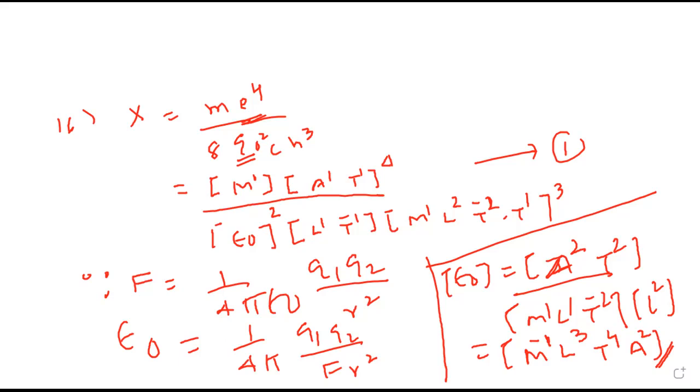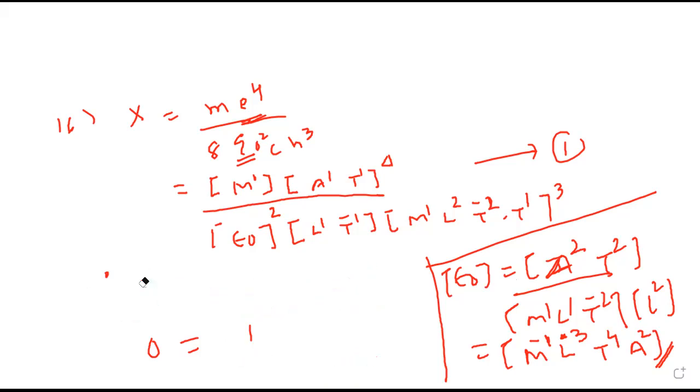Sir, in the last part, wouldn't it be L raised to minus 3? L1 L2, yes, very good. L minus 3. Yes, you are absolutely right. It is the permittivity dimension. Yes, sir. Now M minus 1 L minus 3 T4 A2 is the dimension of that quantity which is called permittivity.